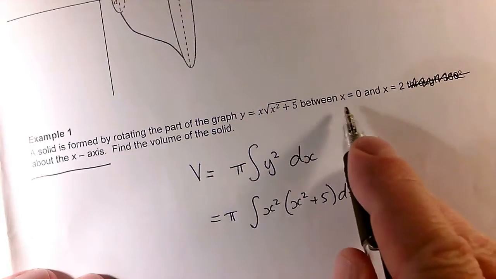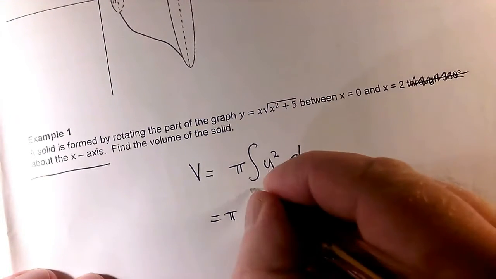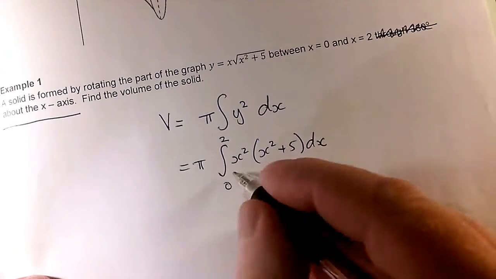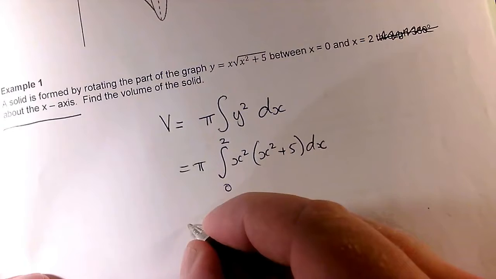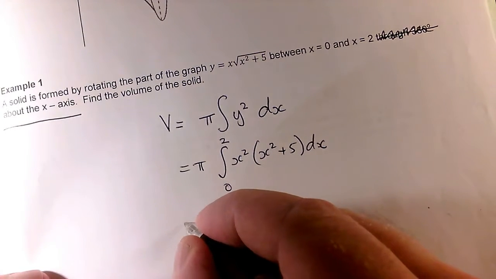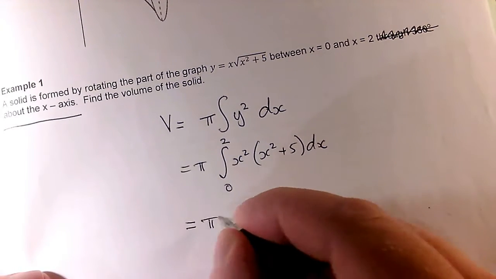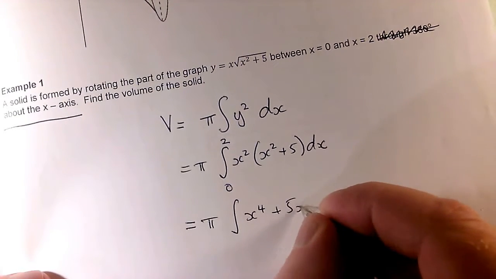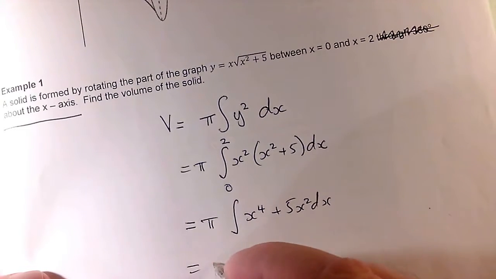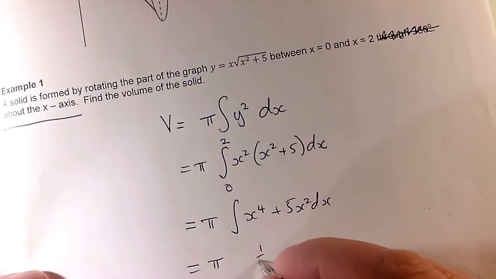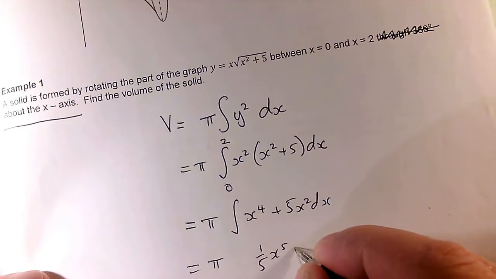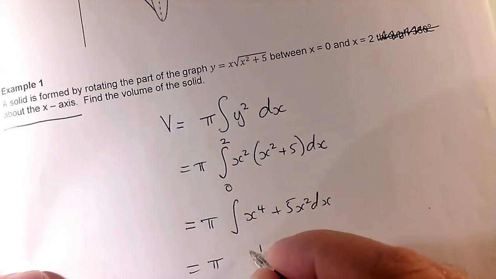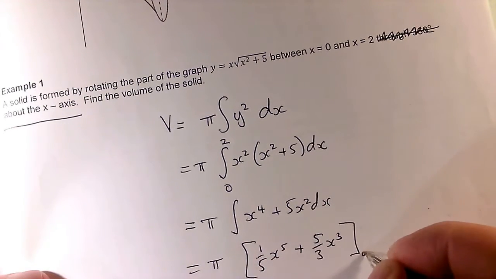Then we need to put the limits on. Oh look, we've got 0 and 2, so we've got our marks for setting up the integral, and now we've got a Core 2 integral to do. We have to multiply out the brackets for this one. Don't try doing parts or anything stupid. So we want pi times the integral of x to the power 4 plus 5x squared dx, which equals pi times: integrate x to the 4, it's a fifth x to the 5, and integrate x squared, it's a third x cubed, so 5/3 x cubed, and of course this is between the limits 0 and 2.